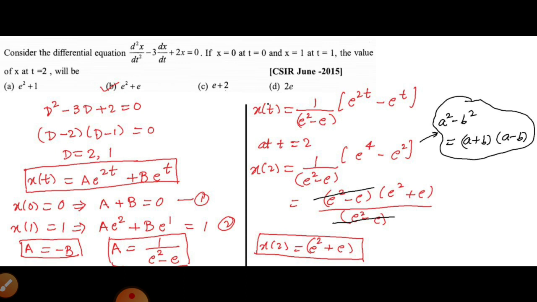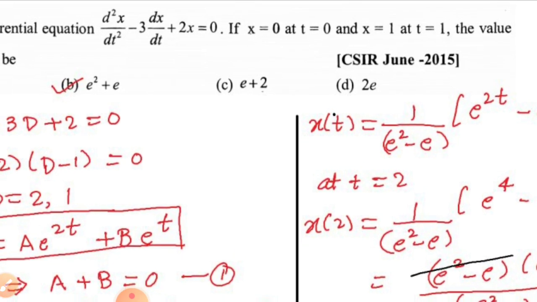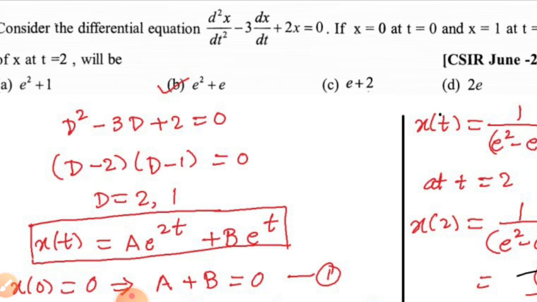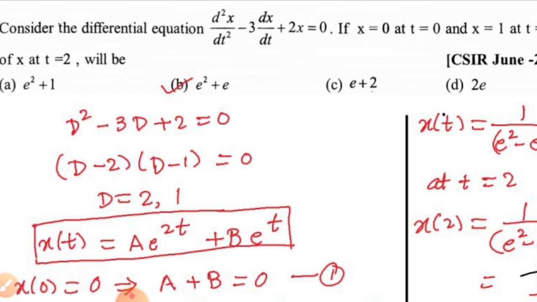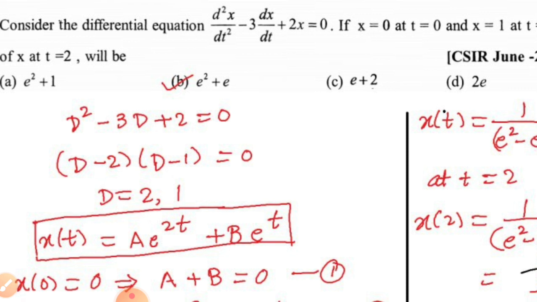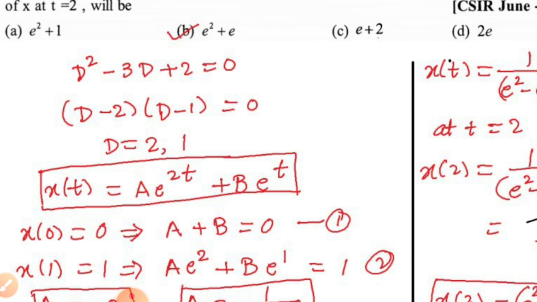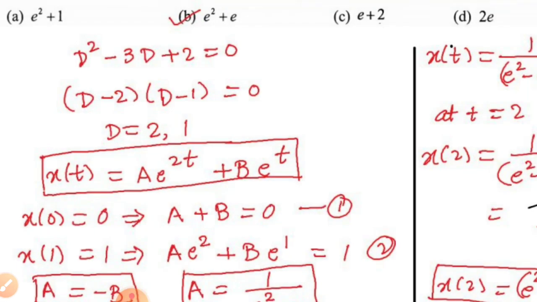Again, a similar type of question, but here a boundary condition is given that at t equals 0, x is 0, and at t equals 1, x is 1. Again we can put dx by dt as m and d2x by dt square as m squared, or D. The auxiliary equation will be D square minus 3D plus 2 equals 0. If we solve this quadratic equation, the solutions of D will be 2 and 1, as I told you earlier. So the solution will be a e to the power 2t, the first solution, plus b e to the power t, the second solution.